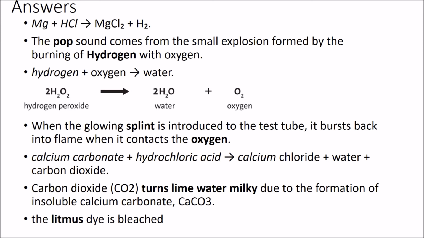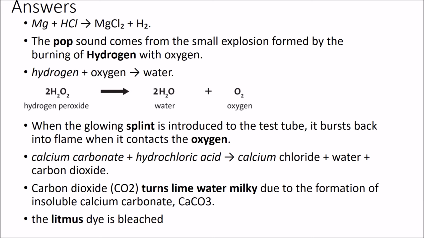The word equation for the combustion of hydrogen is hydrogen plus oxygen forms water. The word equation for the catalytic decomposition of hydrogen peroxide is hydrogen peroxide forms water plus oxygen, because it's catalytic decomposition. So remember, the catalyst is not used up, so the catalyst is not part of the word equation.